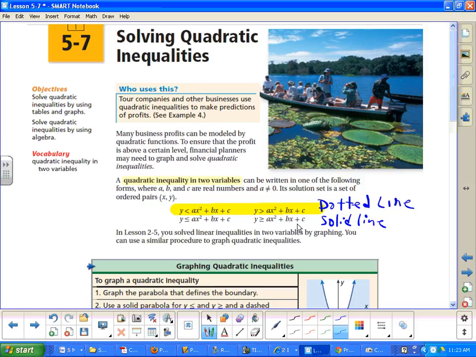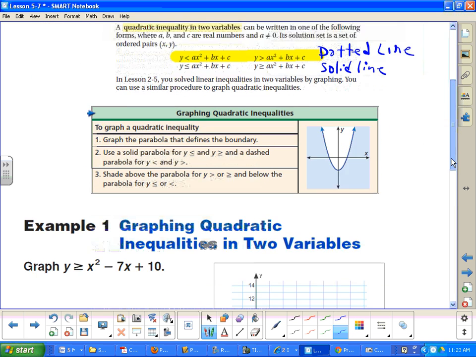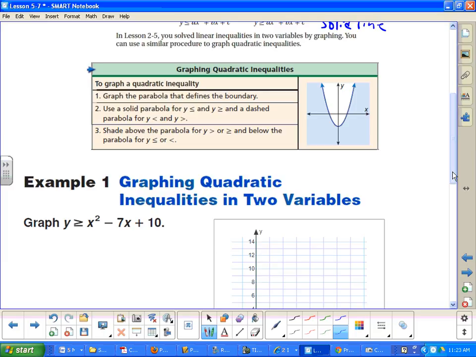So what we're going to be doing is we're going to graph quadratic equations, and then we're going to shade them. Okay? So we make it an inequality, so either we're going to shade above or below. How do I know if it's above or below? We can plug a point in. If it's true, we shade that area. If it's false, we shade the other area. Or if you remember, shade above when it's greater than or equal to. Shade below when it's less than or equal to.